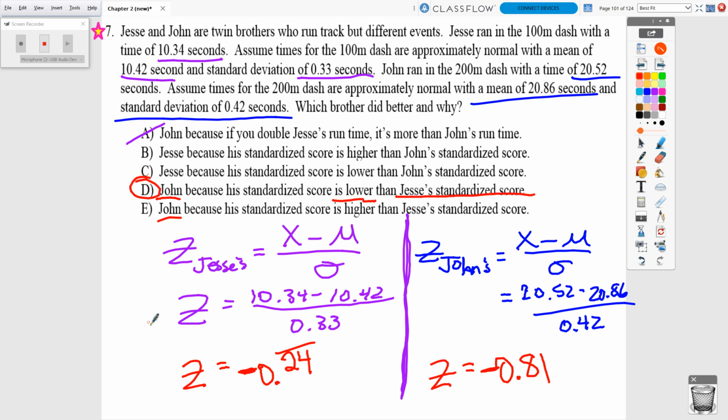So I would say the answer to this one is D. And you always got to keep in mind the context of the problem: is bigger always better? And in this case, bigger isn't better because we're talking about race times.